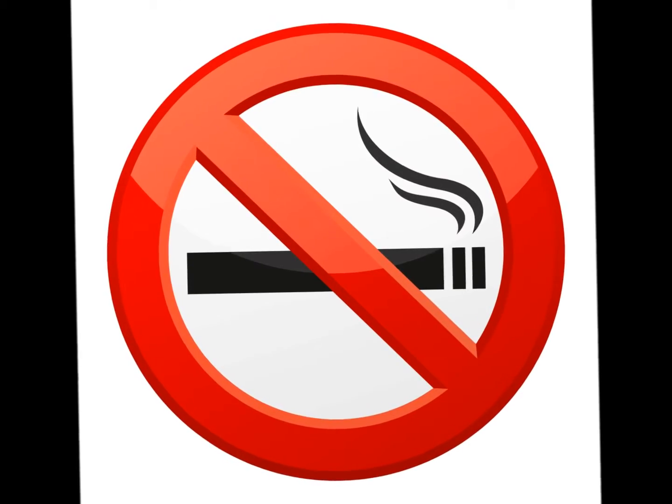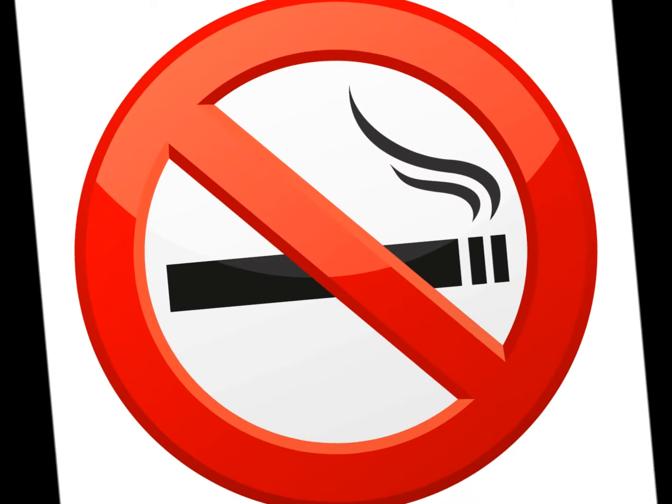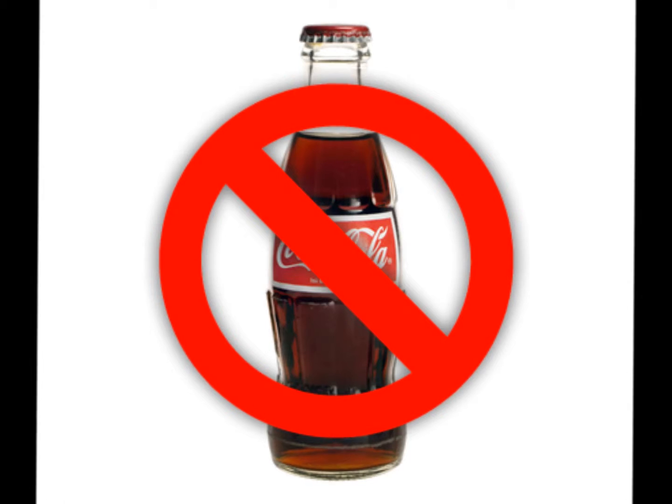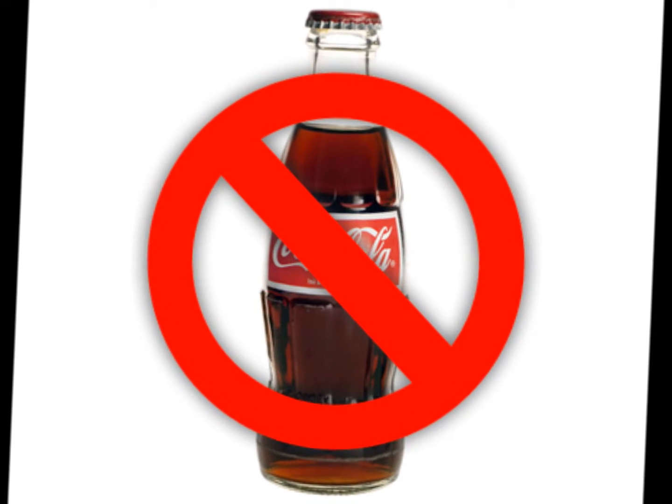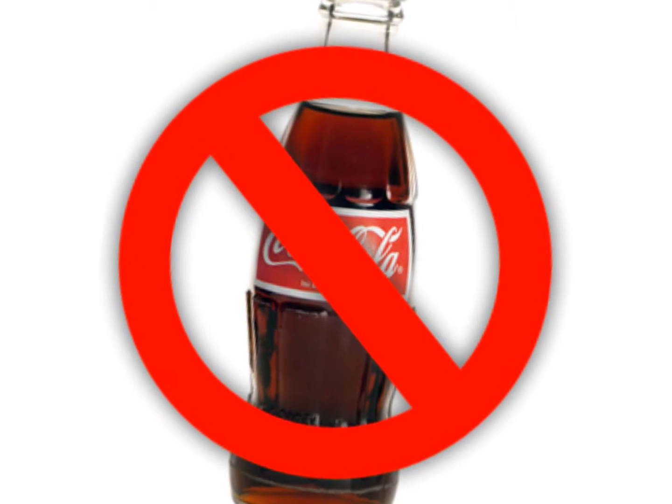To prevent this disease, here are a few things you can do. Don't smoke. Don't eat 3 hours before bed so that your food has time to digest before you lie down. Don't drink a lot of carbonated drinks or high-acid drinks like orange juice.